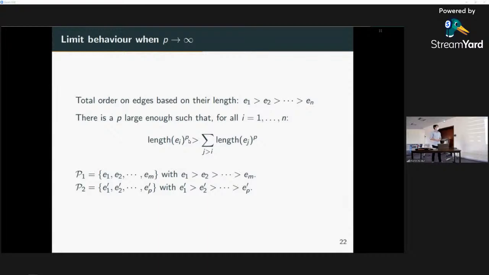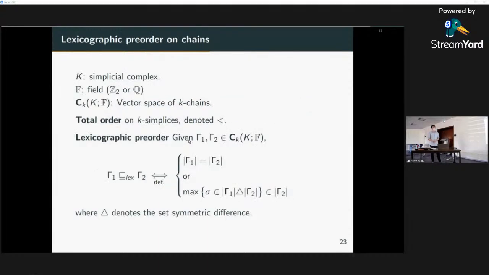So let's see how we can generalize this approach, especially in the context of simplicial homology. We consider that K is a simplicial complex, and we'll have a field F. C_k(K; F) will denote the vector space of k-chains. We'll assume we have a total order on K's simplices. We'll see how we can generalize this from the total order on edges to triangles.